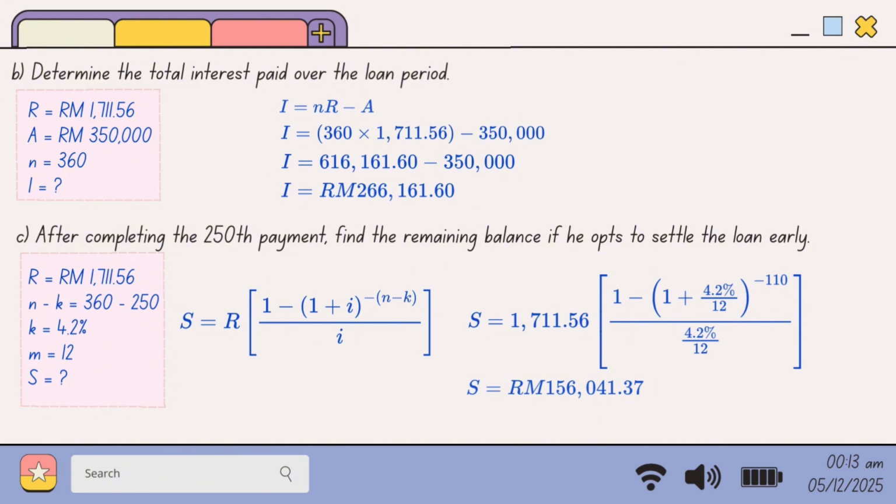Moving to C, after completing the 250th payment, find the remaining balance if he opts to settle the loan early. For this question, we are using the formula S equals R times (1 minus (1 plus I) to the power of negative (n minus k)) over I. Inserting the given information, R equals 1,711 ringgit and 56 cents, n minus k equals 360 minus 250, K equals 4.2%, and m equals 12. So S equals 156,041 ringgit and 37 cents.